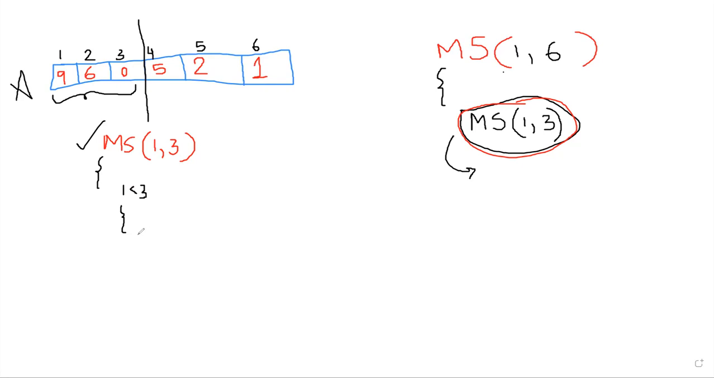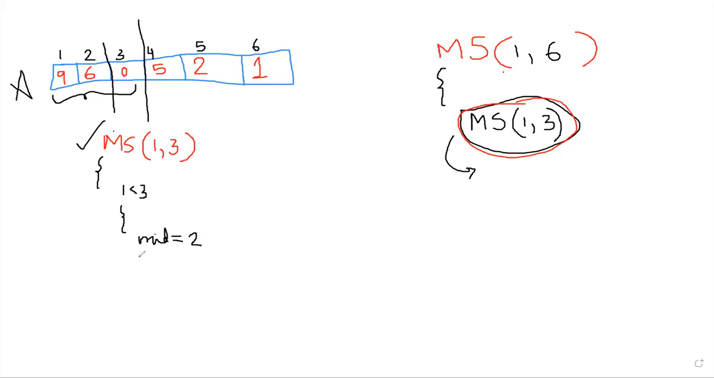In the curly bracket, you are going to calculate the mid value. How? Mid value is low plus high by 2. Here low is 1, high is 3. So 1 plus 3, 4 by 2, is 2. So your mid value is 2. That means you have to divide the list from here. This will be the first division. This is the next division.